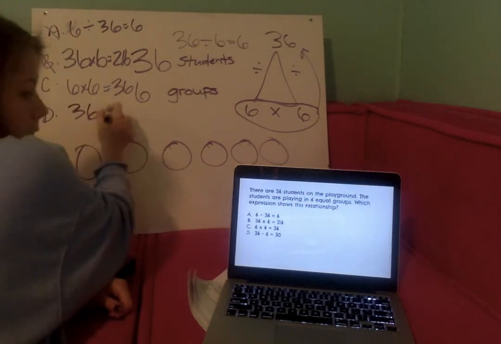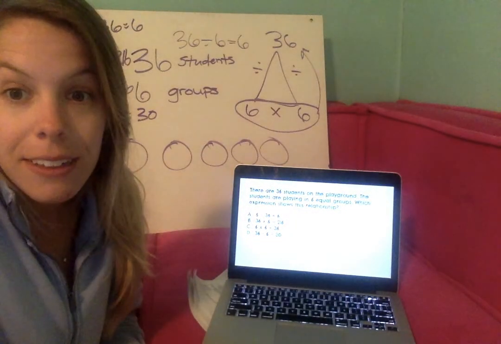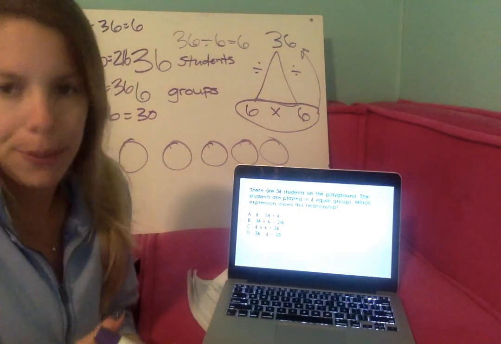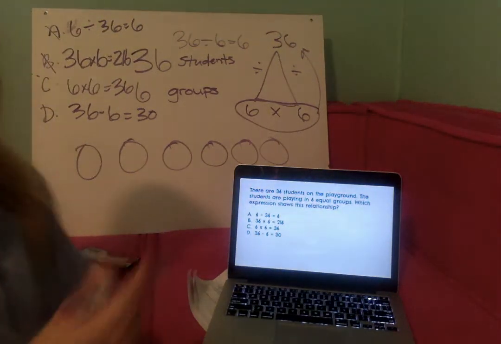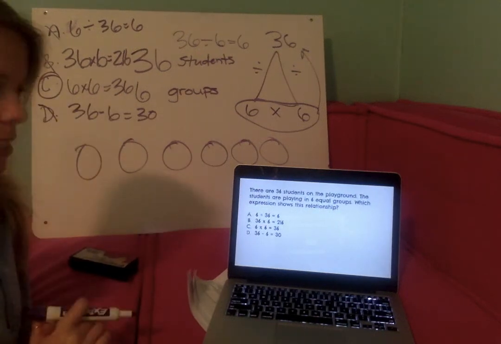36 minus 6 equals 30. That's correct, but is that what we're looking for? No. So the answer would be C. 6 times 6 equals 36.